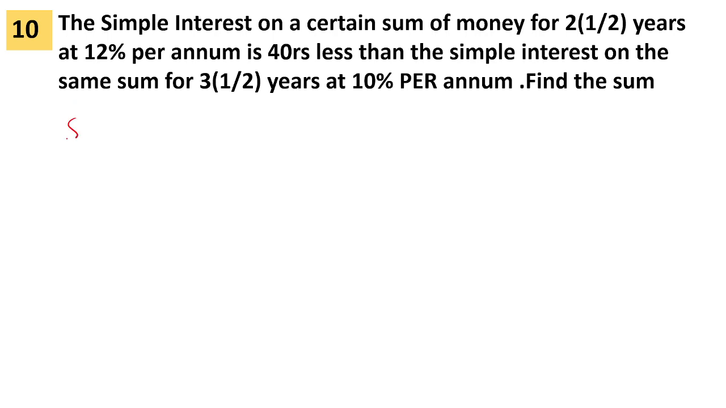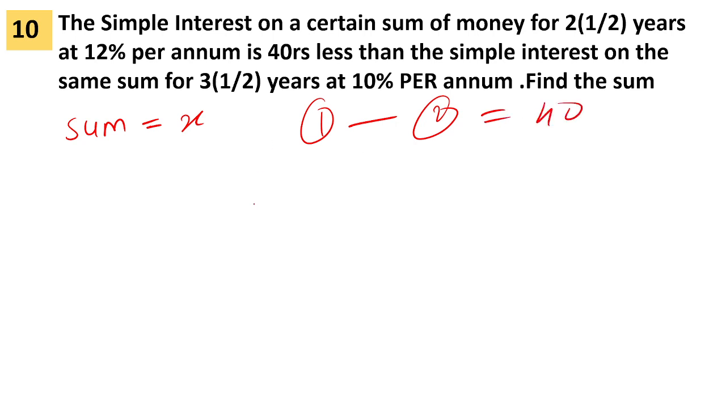Okay, let's take the sum as x. Then we have to find the first condition minus the second condition equal to 40. First, what is PRN? We have taken the sum as x, so P will be x, and R is 2 1/2, which is 2 into 2 is 4 plus 1, 5, so 5 by 2.